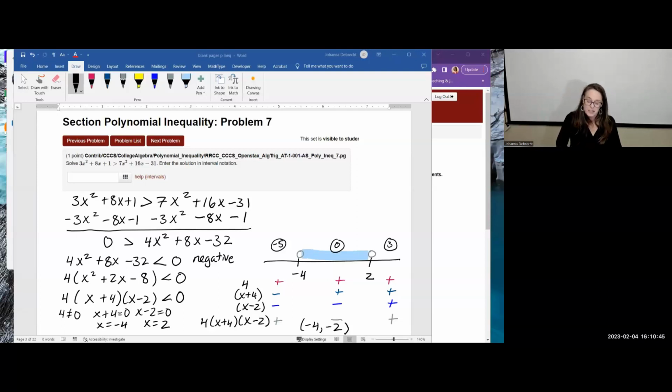Okay, let's take a look at the solution for this one. Again, we have a parabola on the left and a parabola on the right. This time I chose to move the left to the right because I knew that moving 3x squared instead of 7x squared would result in a positive x squared term. And that gave me 0 greater than 4x squared plus 8x minus 32.